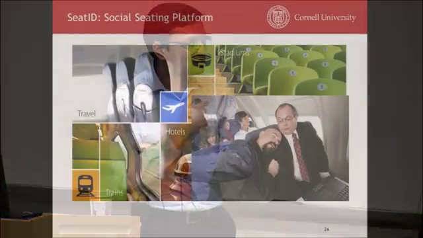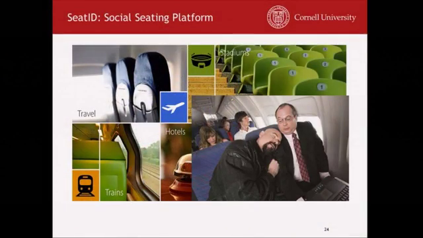So Seat ID is basically a social seating platform which provides social plugins so that you can basically choose who you sit next to in a flight. It may be one of your friends. You can specify a constraint like I want to sit next to someone else from Microsoft Research or another technical guy. Of course, you do not want to be in situations like this.